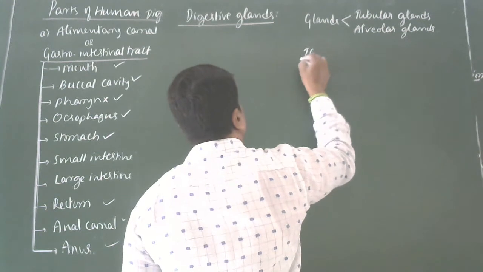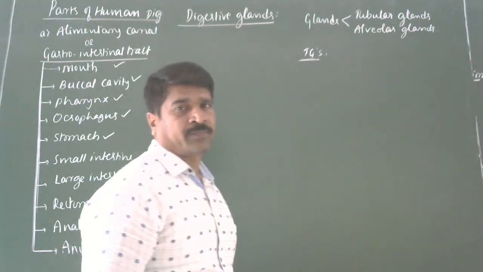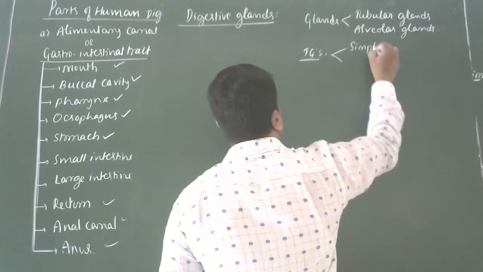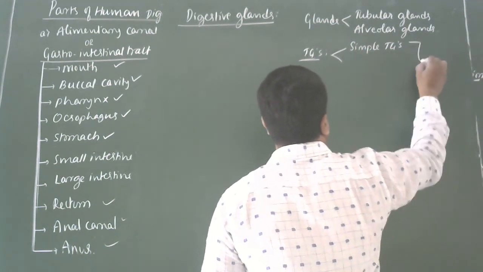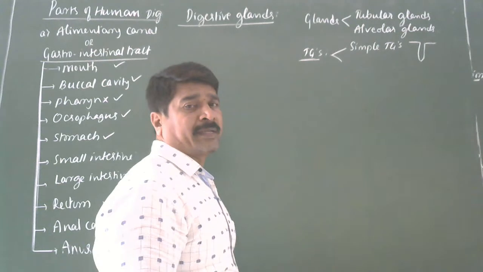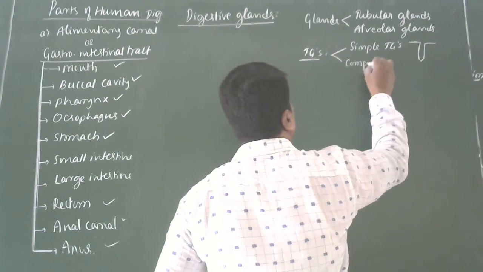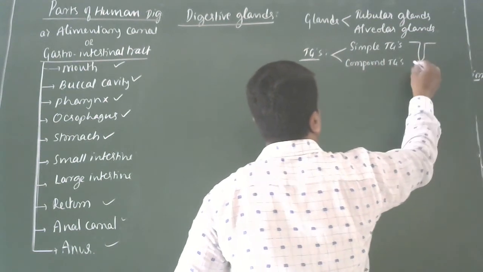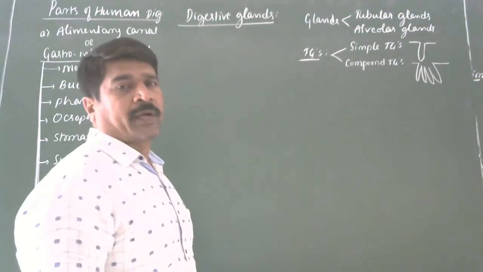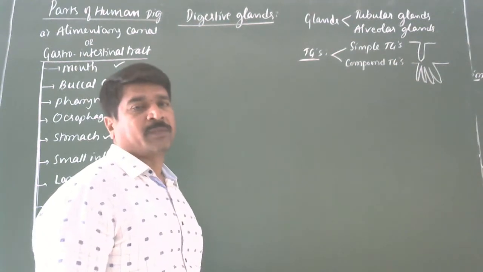If the glands are tube-like structures, they are called tubular glands. Got it now? So tubular glands are further divided into 2 types. Simple tubular glands: if the gland has only one tube-like structure. You can take the example intestinal glands like crypts of Lieberkühn. Then compound tubular glands: if the gland has many tube-like structures, then it is called compound tubular glands. You can take the example Brunner's glands. Just now we have discussed while explaining the small intestine.